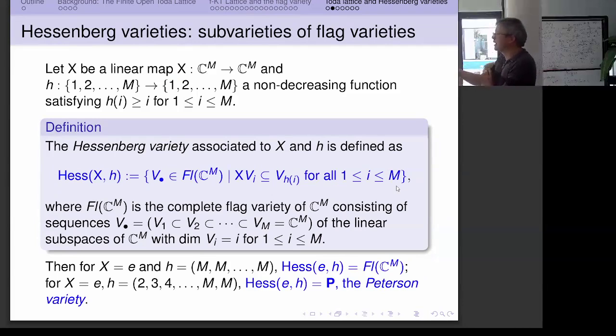And then I take my h to be m, so that basically tells me I put no restriction, and this will give me the whole flag variety. But if I take more or less the smallest one, I take 2, 3, 4, and then m at last, then this Hessenberg variety will just be the Peterson variety. Okay. So with that observation, of course, we want to identify these two things. We want to see whether in the middle we have the same thing.